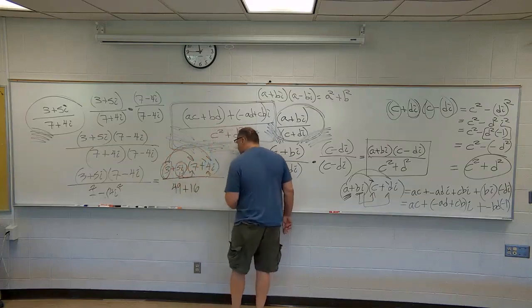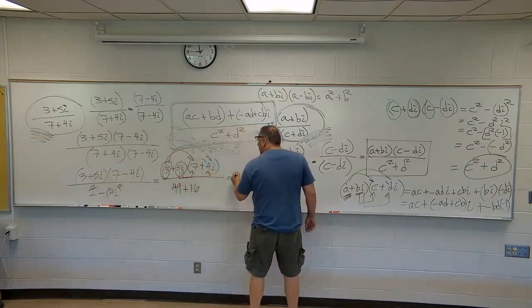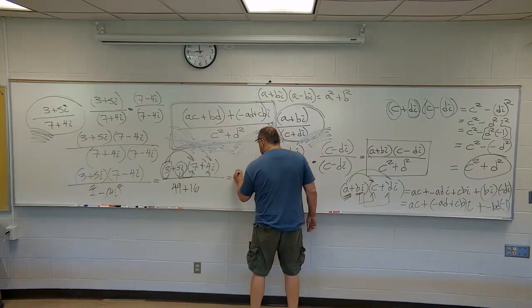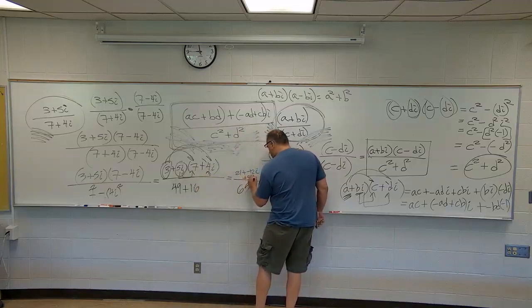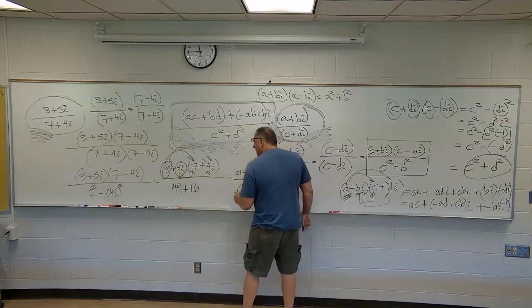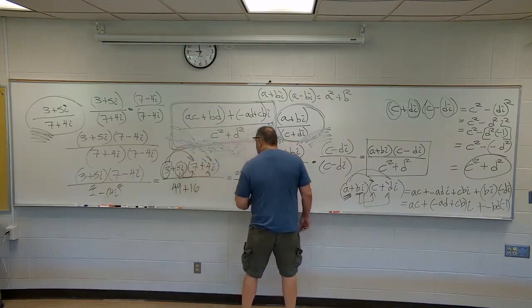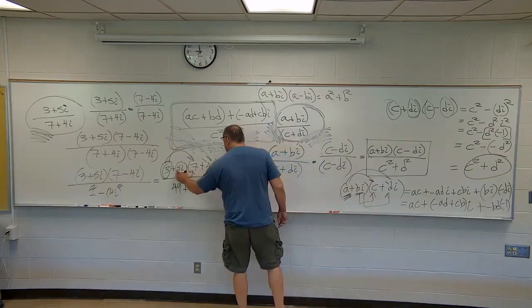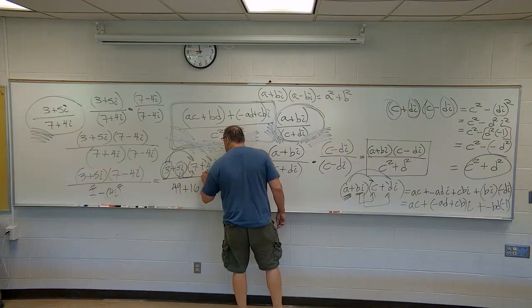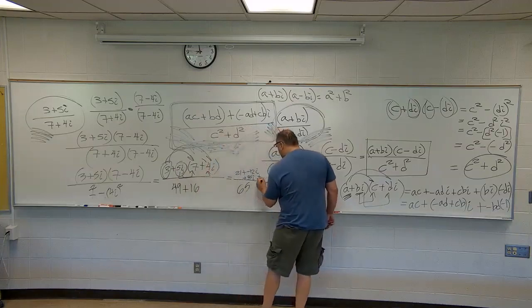Take this, do the FOIL method. You end up going 3 times 7, 21. 3 times -4i, -12i. 5i times 7, positive 35i. 5i times -4i. 5 times -4 is -20. i times i is -1. So it's -20 times -1.